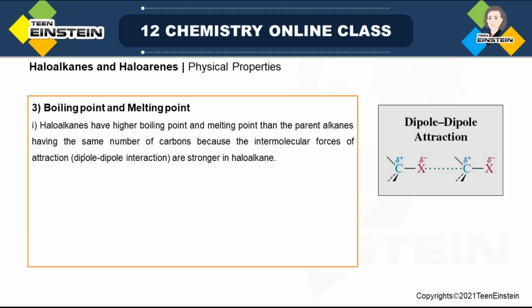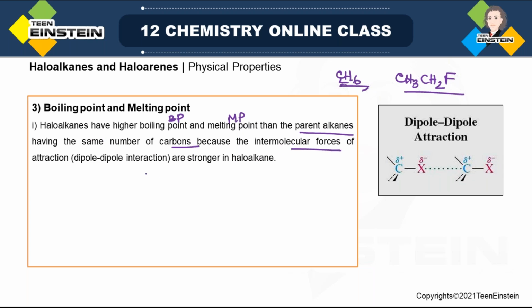Boiling point and melting point. Haloalkanes have higher boiling point and melting point than the parent alkane. So for the parent alkane, suppose you have C2H6, and now you have CH3CH2F. So this is the parent alkane and this is the corresponding fluorine derivative. So there will be a change in BP and MP. BP means boiling point, and MP is melting point, and it will be high compared to the parent alkane, having the same number of carbons. That is, we keep the alkyl part the same, we have not changed the carbon, we have just replaced one H with F. So the carbon number is the same.